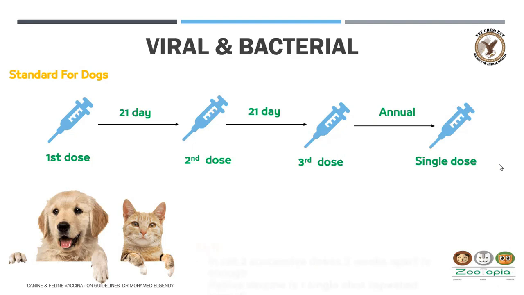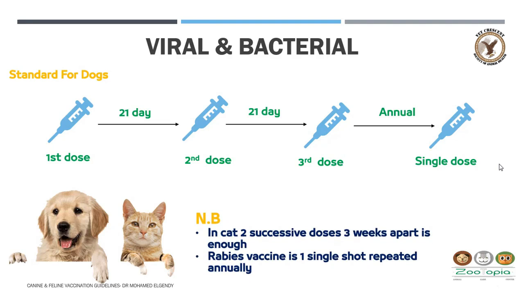This is in dogs, but in cats it is enough to give 2 successive doses 3 weeks apart, and then repeat annually. And as we mentioned in the previous slide, the rabies vaccine is a single dose repeated annually or every 3 years according to the type of vaccine.